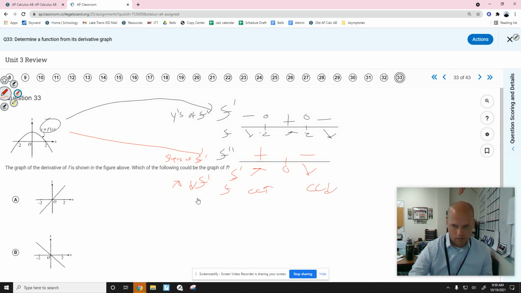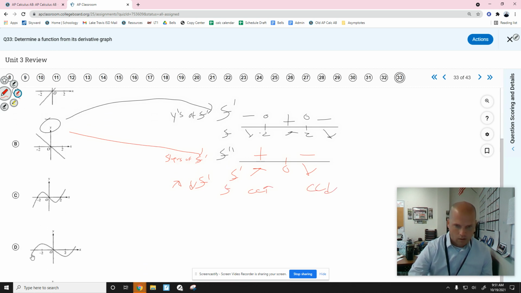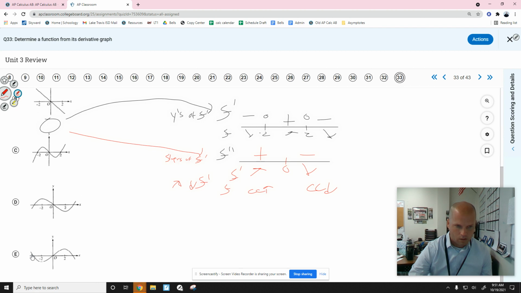That's telling me f is going to be concave up, concave down. Let's just double check. Going down, concave up. Going up, concave up. Going up, concave down. Going down, concave down. E. I thought E was right. Down, up, down. Min at -2, max at 2. I feel like I said that opposite. If I did, my bad.